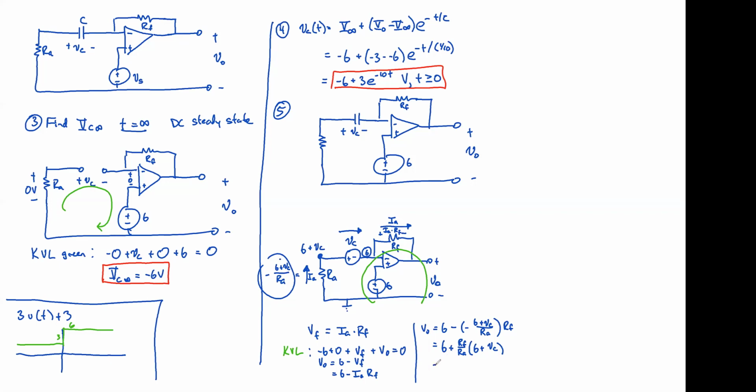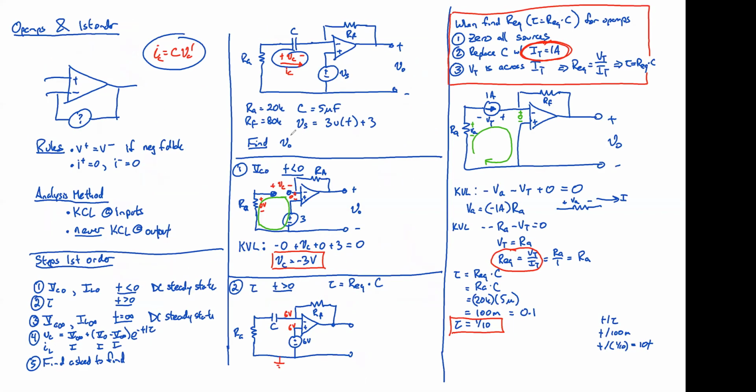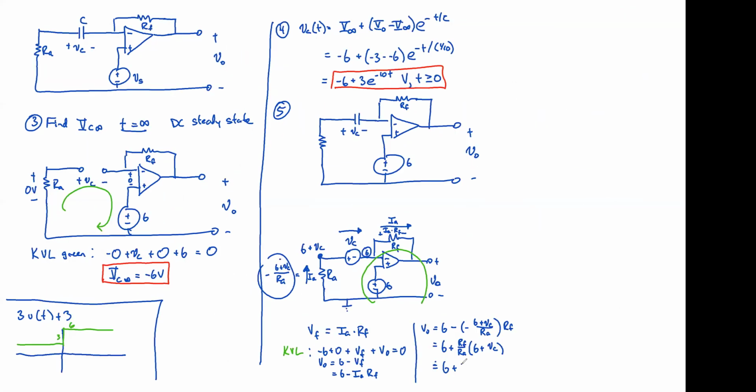You could probably figure that out directly. It's RF over RA. RF is 80 over RA is 20, so that gives us 4. And 6 plus all that, well, adding 6 just cancels this part out. So that would just be equal to 3 e to the minus 10t. And so the whole answer is 6 plus 12 e to the minus 10t volts. Oof.